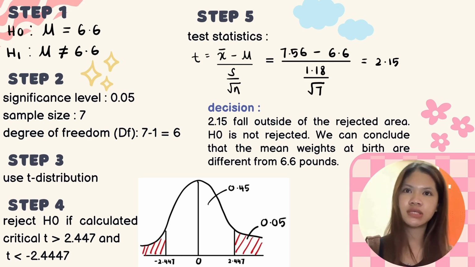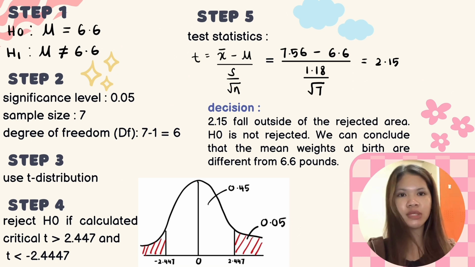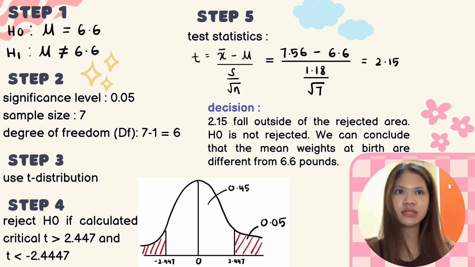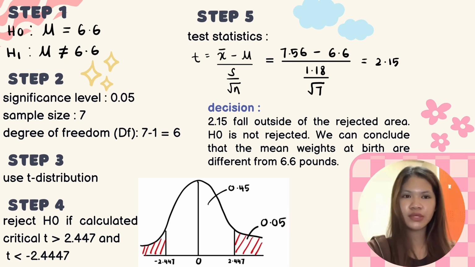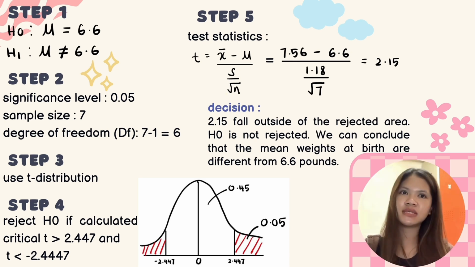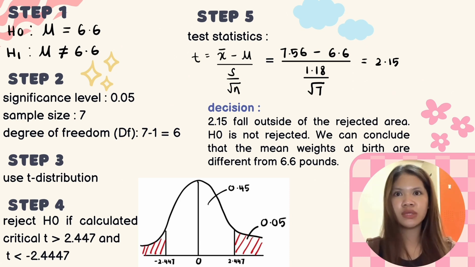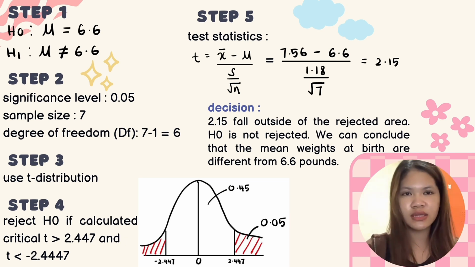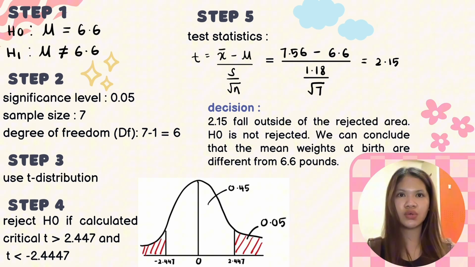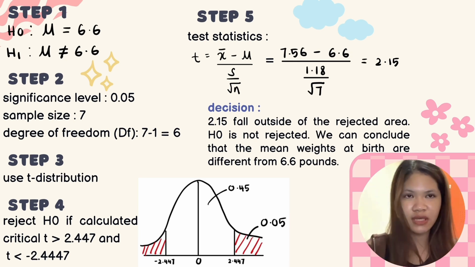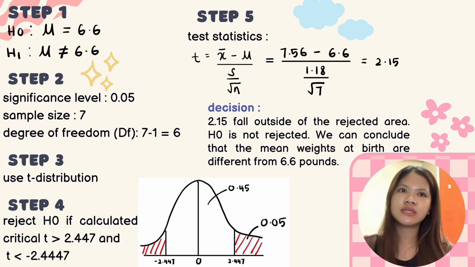So, for this question, we must determine that H0 is population mean equal to 6.6 and H1 is population mean not equal to 6.6. The significance level is 0.05. The sample size is 7, so the degrees of freedom is 7 minus 1, which is 6. We will use the t-distribution table to find the critical t-value. So the t-critical is 2.447, and we will use the calculator.